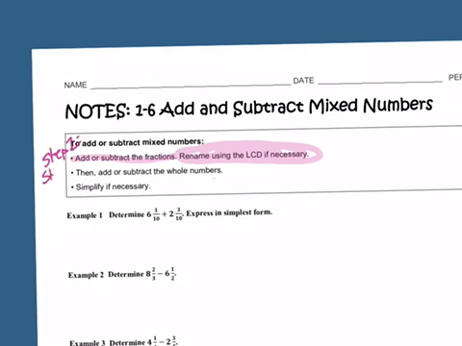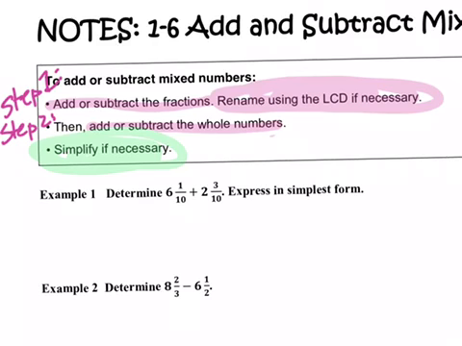And then our step two is to add or subtract the whole numbers, and then always simplify if you possibly can. So example 1: determine 6 1/10 plus 2 3/10.